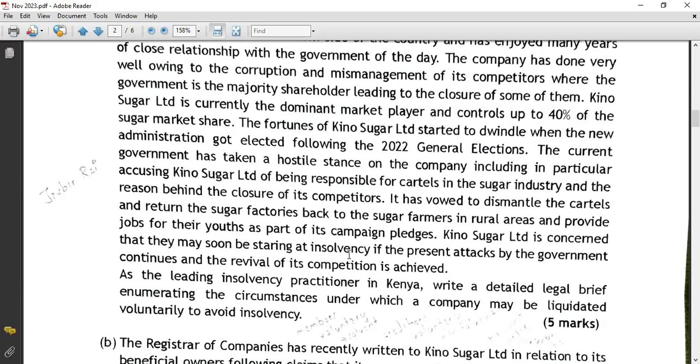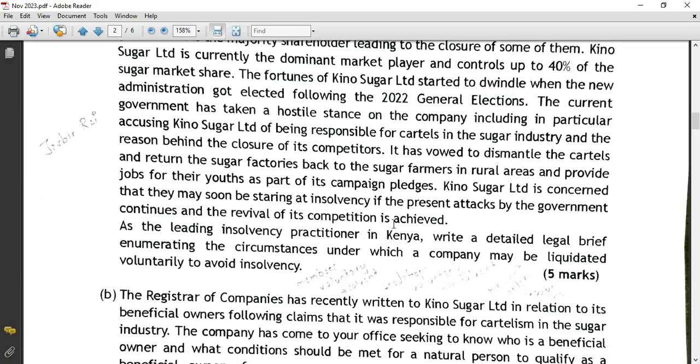Kenya Sugar Limited is concerned that they may soon be staring at insolvency if the present attacks by the government continue, and the revival of its competitors is achieved. As a leading insolvency practitioner in Kenya, write a detailed legal brief enumerating the circumstances under which the company may be liquidated voluntarily to avoid insolvency.